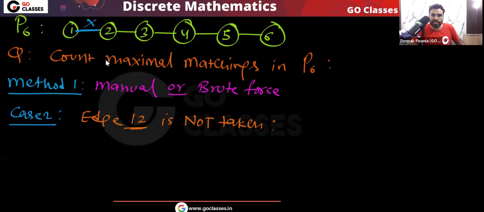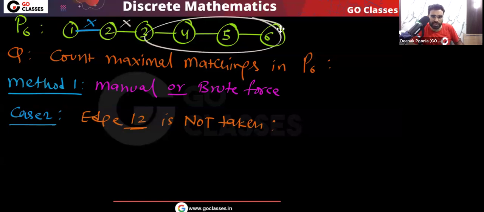If edge 1 2 is not taken, then definitely I must take this 2 3, because if I don't take 2 3, then I will not get a maximal matching, because I could have taken this 1 2. Yes or no? Remember, if I don't take 1 2 and I also don't take 2 3, then whatever matching you create from here will not be maximal, because I could have added this edge 1 2. So definitely, if I don't take this edge 1 2, then I must take this edge 2 3.